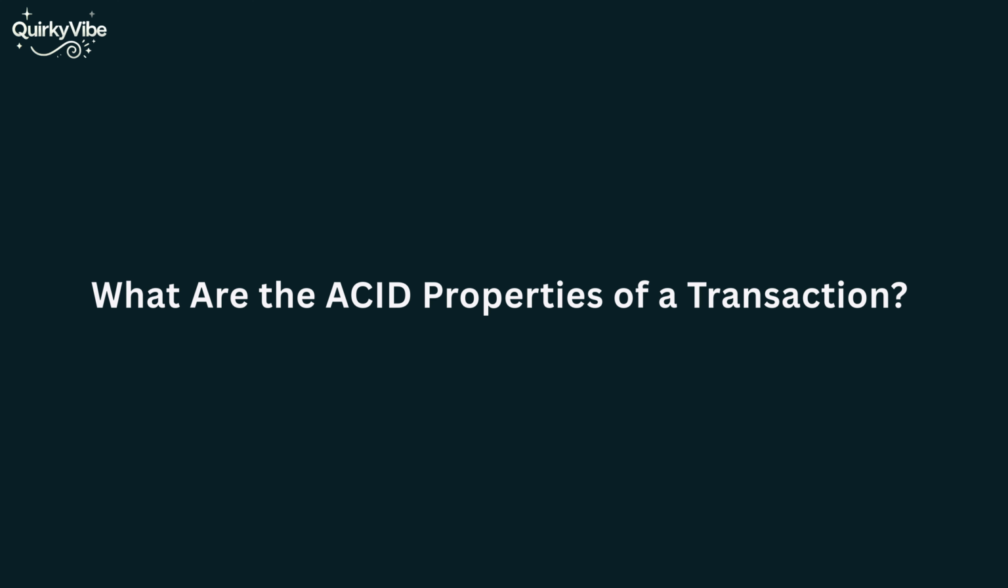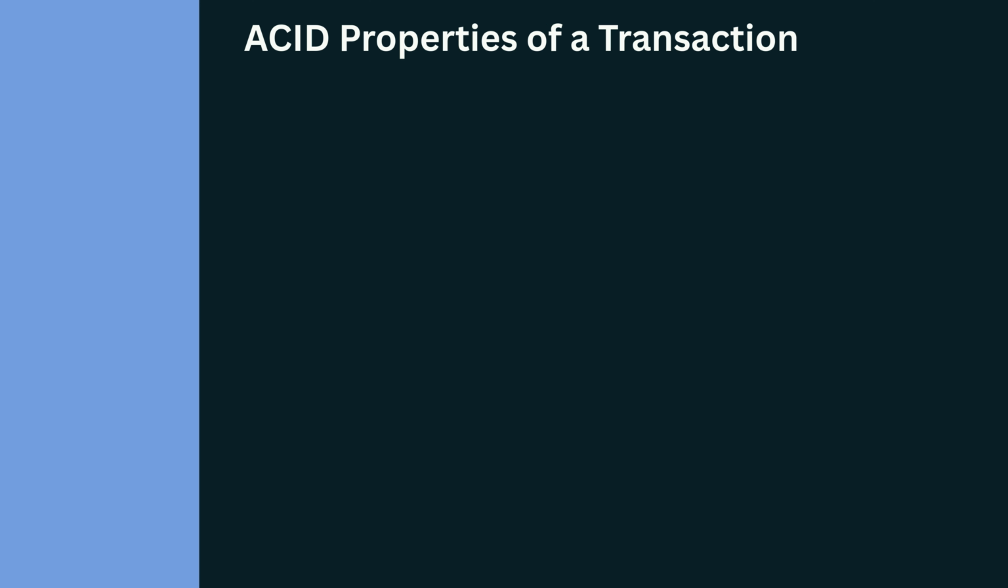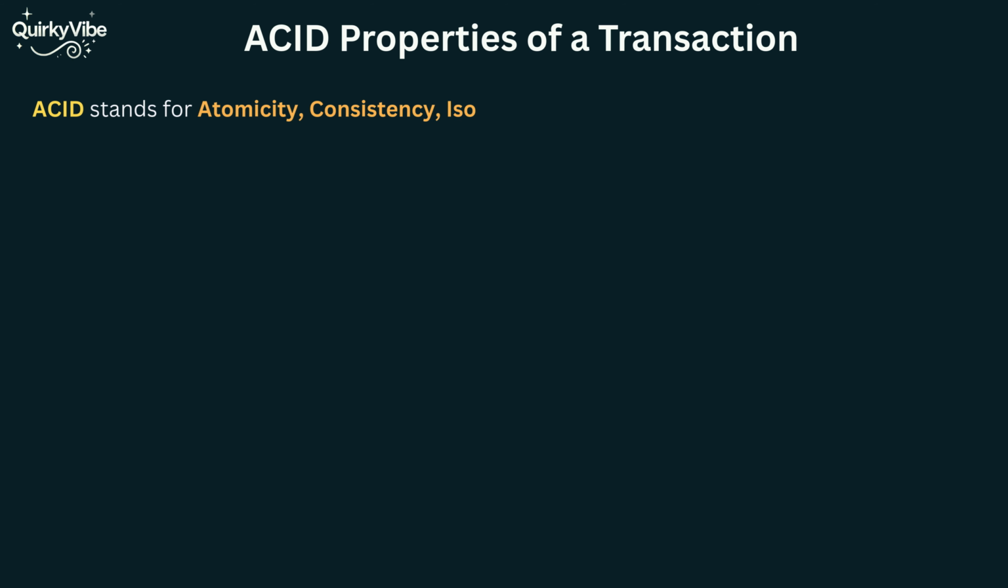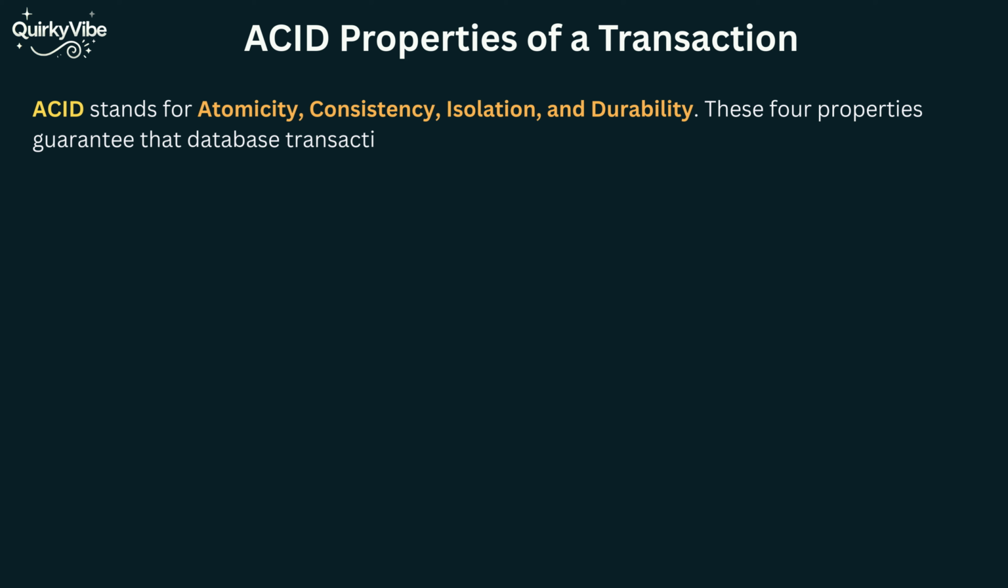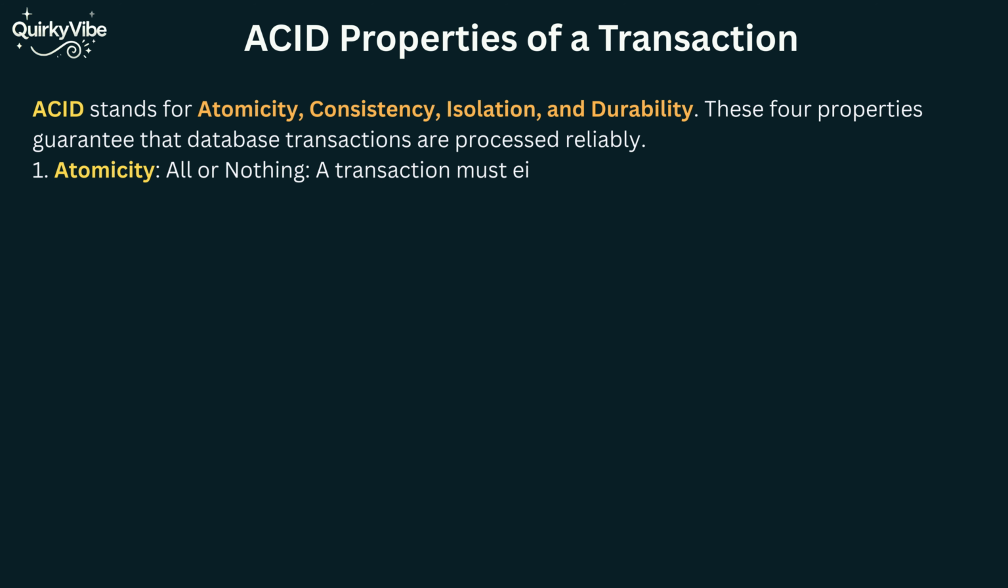What are the ACID properties of a transaction? ACID stands for atomicity, consistency, isolation, and durability. These four properties guarantee that database transactions are processed reliably. 1. Atomicity, all or nothing. A transaction must either be fully completed or not done at all.